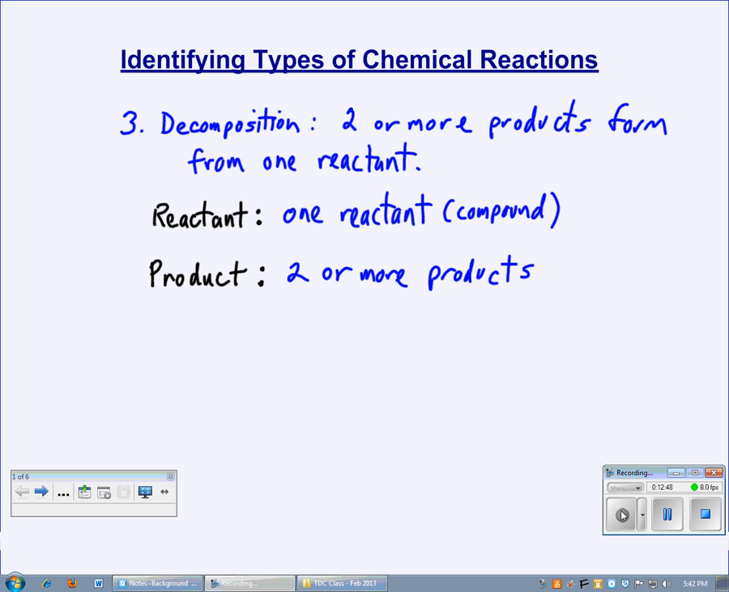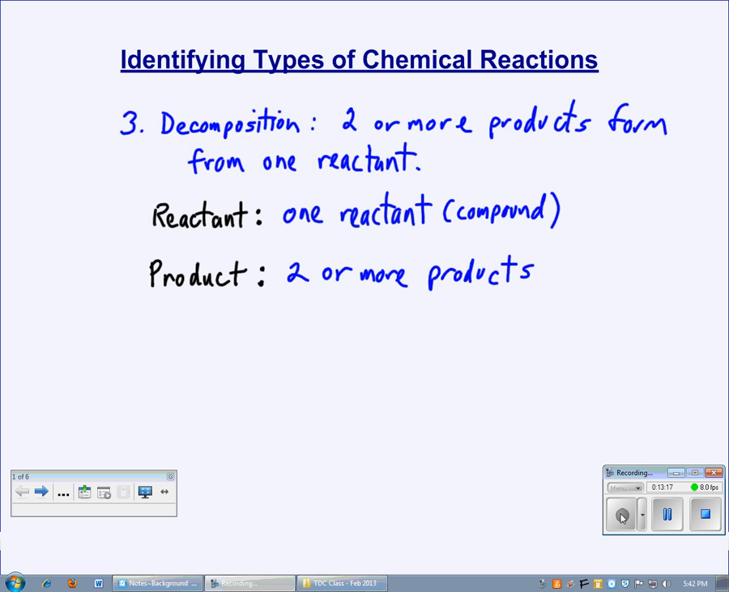Now, class, predicting the products of a decomposition reaction is a little bit harder. And so I probably won't ask you to actually predict the products of decomposition, and you'll see why in a second when I write up the example. But I would expect you to be able to recognize that a reaction with one reactant and 2 or more products would be a decomposition reaction. So now let's look at our example.